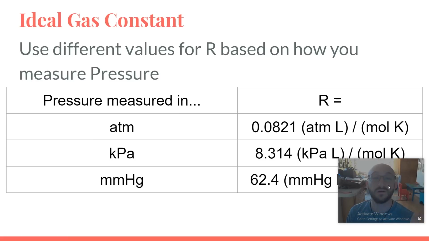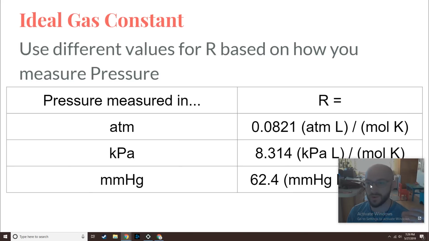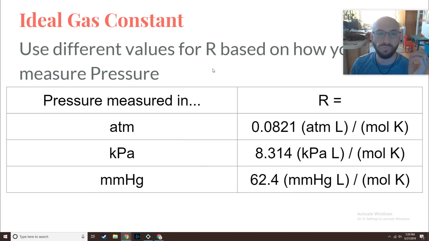What is R? You have to use a different R depending on which pressure measurement you're using. So for atmospheres, you need to use 0.0821. For kilopascals, you need to use 8.314. And for millimeters of mercury, you need to use 62.4. There we go. That's it for lecture, as it were.